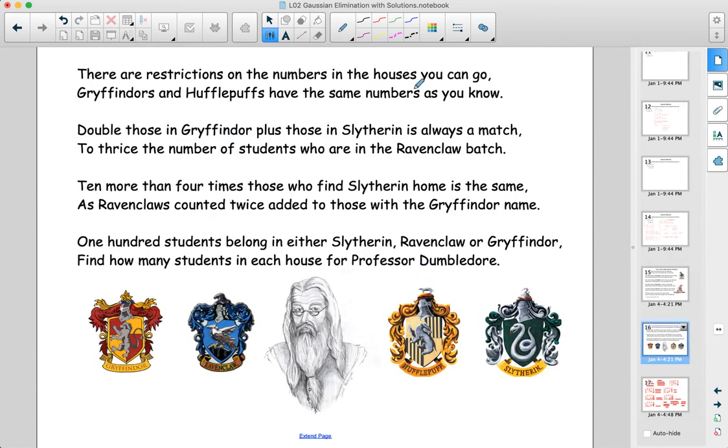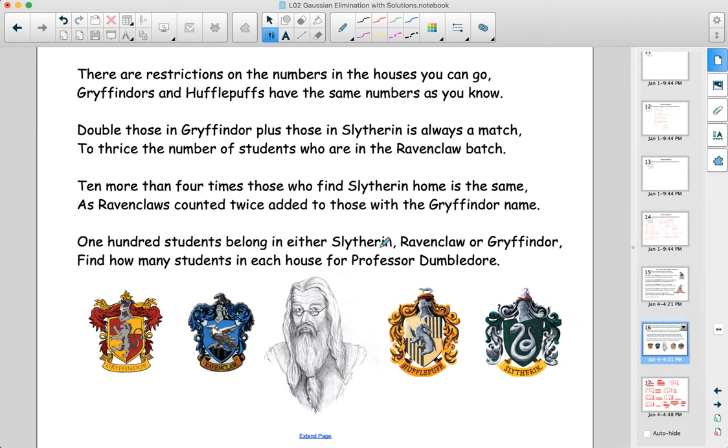There are restrictions on the numbers in the houses you can go. Gryffindors and Hufflepuffs have the same numbers, as you know. Double those in Gryffindor, plus those in Slytherin, are always a match to thrice the number of students who are in the Ravenclaw batch. Obviously that stanza needs a little bit of work, so it flows better. 10 more than 4 times those who find Slytherin home is the same as Ravenclaws counted twice added to those with the Gryffindor name.